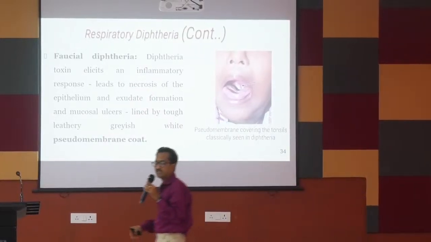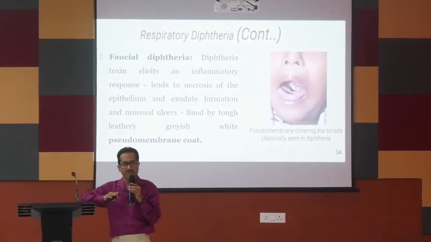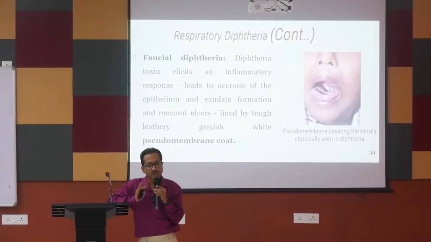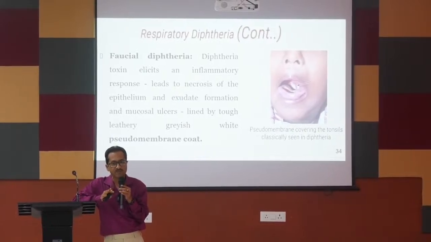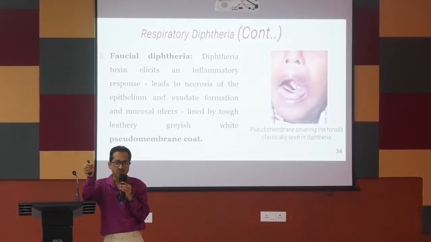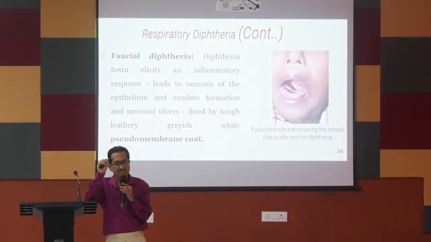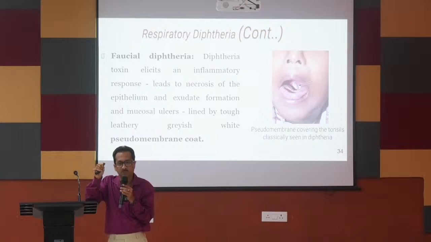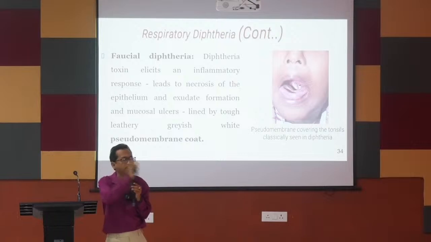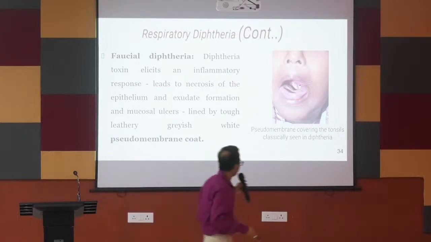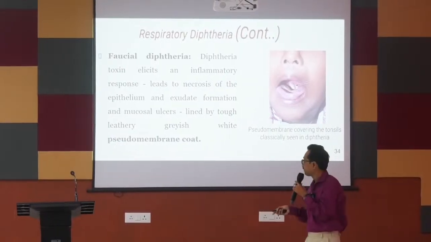So how can you say this is a pseudomembrane, not a true membrane? How can you differentiate clinically whether it is a pseudomembrane or a true membrane? If you try to remove the pseudomembrane, as it is not a proper membrane, it will not come out easily. It will be difficult to come out, and there will be a bleeding spot. That's why it is called not a true membrane, it is a pseudomembrane. So that is the pseudomembrane covering the tonsils.